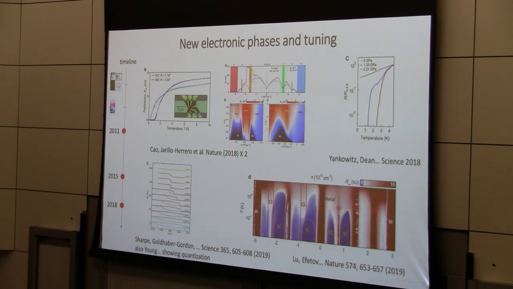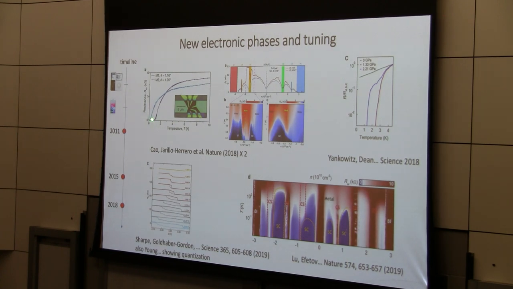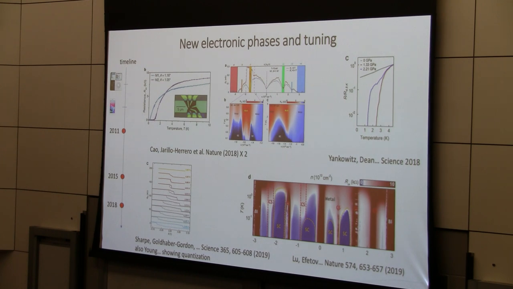So that, in my mind, is what kicked off my interest, at least. Till this point, I was not super interested, and then I saw this, and I was like, hey, let's go make some samples. He also saw that in certain parts, when you dope the moiré pattern just right, you also create an insulating state. And that insulating state looked very much like a Mott insulator, something that we know and love in solid state physics.